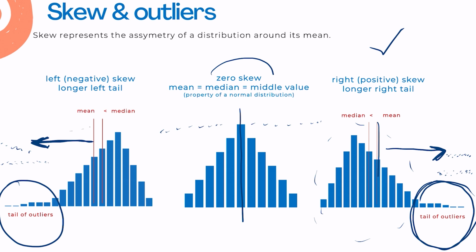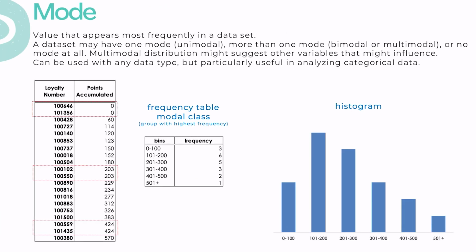So it tends to move in the direction of the outliers. And the last part is the mode. Mode is the value that appears most frequently in a data set. A data set might have one mode, then it's unimodal.